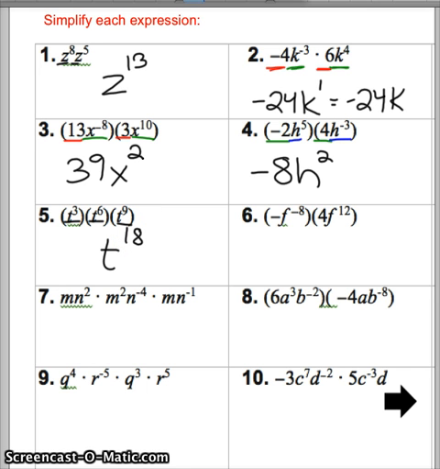All right, so here again, we need to deal with the coefficients first for number 6. Now that negative out front, consider that a negative 1. All right, so we're dealing with coefficients. We have negative 1 and 4, giving us negative 4. Then we have f to the negative 8, f to the 12. Negative 8 plus 12 gives us an exponent of 4.